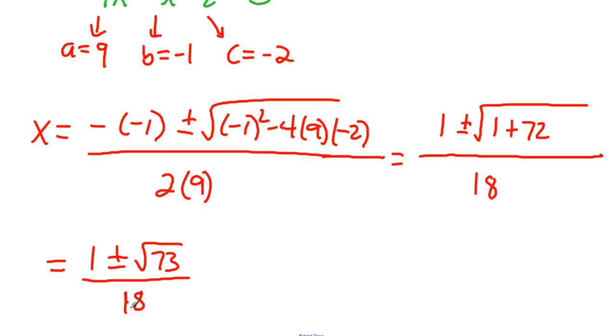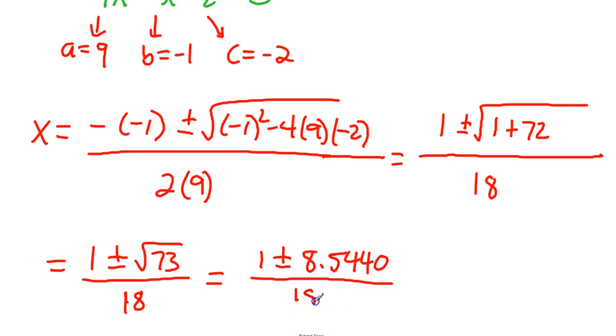So if you take the square root of 73, that is 1 plus or minus 8.544. The next 2 decimal places are 0, so we really don't have to have the 0 because it won't really impact it there. So I know it says 2 decimal places, but go more than that because you want to round it off at the end.